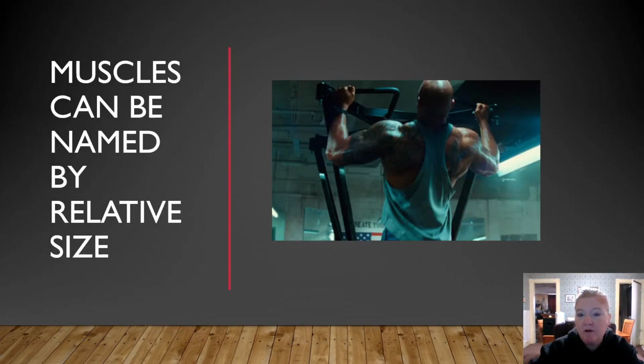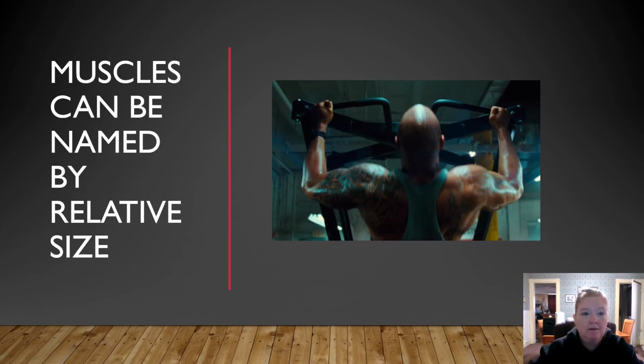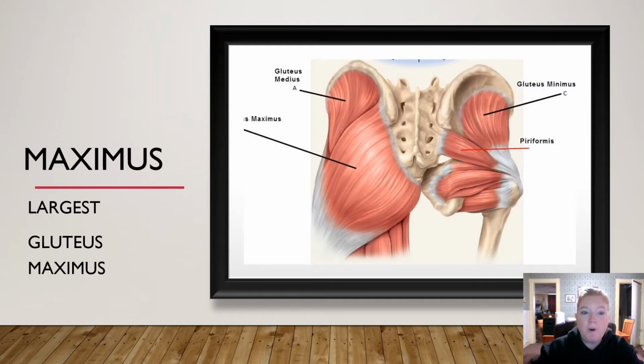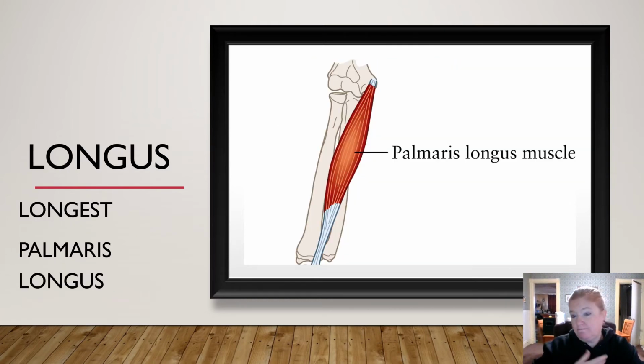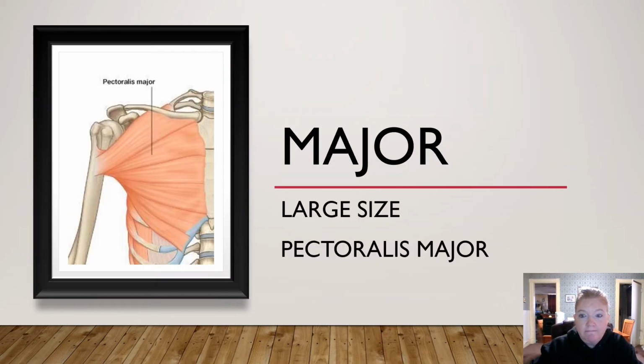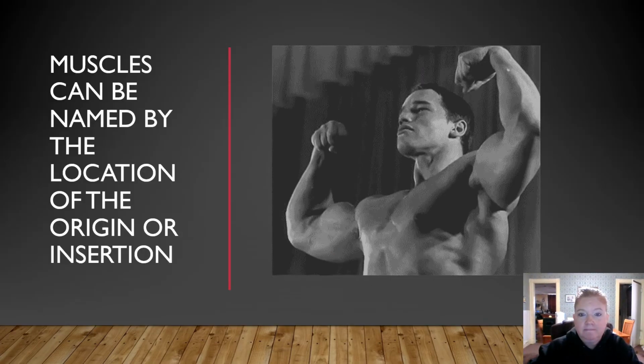Muscles can be named by their relative size. So maximus, biggest, the gluteus maximus. There's also the gluteus medius and the gluteus minimus. Longus, longest, so the palmaris longus, which we'll talk about, is one of those muscles. Major, large size, so the pectoralis major in your chest, a big muscle.